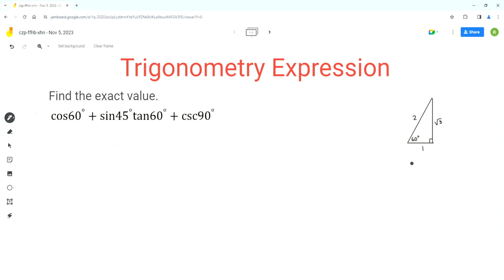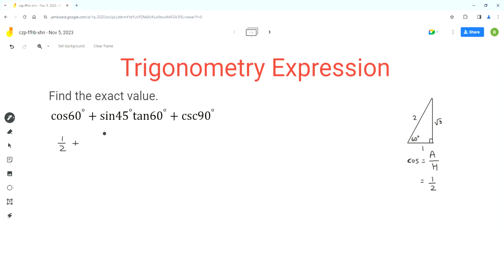Now the formula for cosine is, as per the SOHCAHTOA, it's adjacent over hypotenuse. We can find out what the adjacent and hypotenuse side lengths are. So for the 60-degree angle, the adjacent side is 1 and the hypotenuse is 2. So cos of 60 degrees is equal to 1 over 2. So we'll replace cos of 60 with 1 over 2.